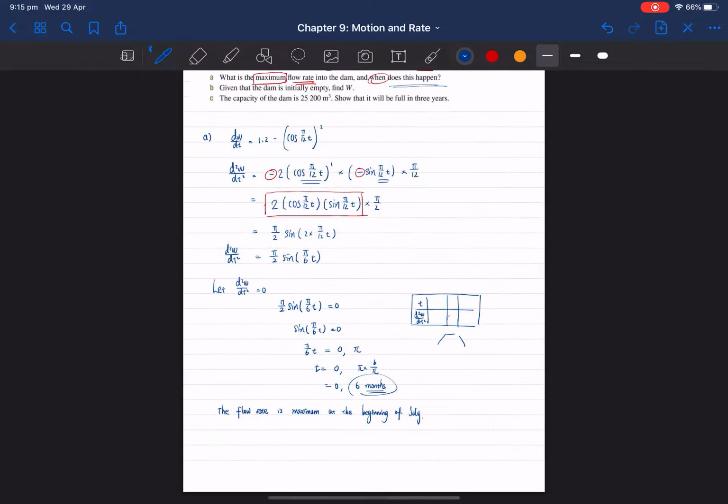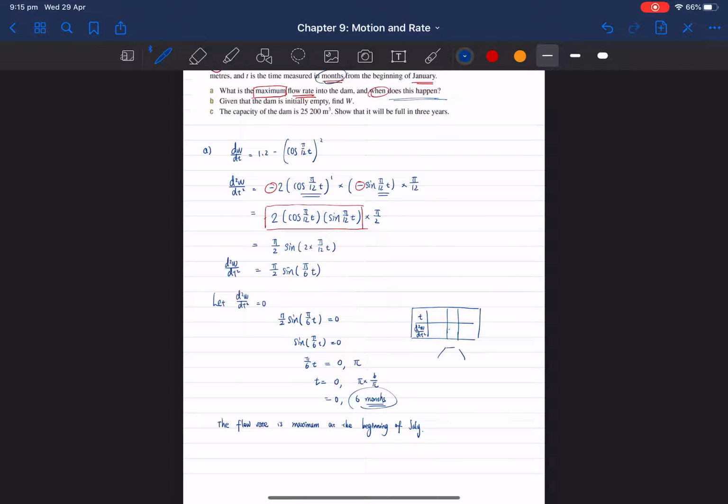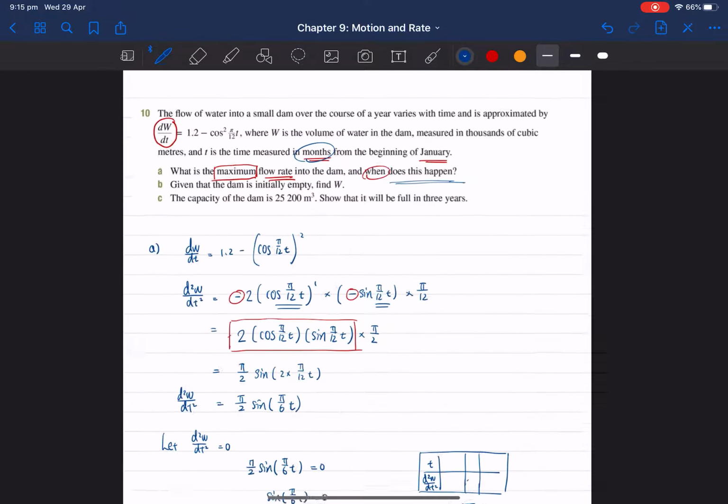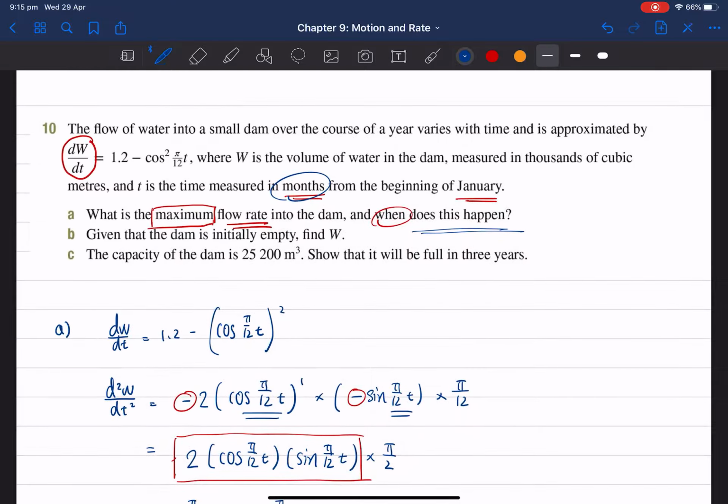Okay, so that's just the first question. Now let's have a look at the second question here. Given that the dam is initially empty, find the W. Initially empty, very important. That information tells us that initially means when t equals 0, and empty means W equals 0. The question asks us to find W, which means to find the equation, or the function, W in terms of time.